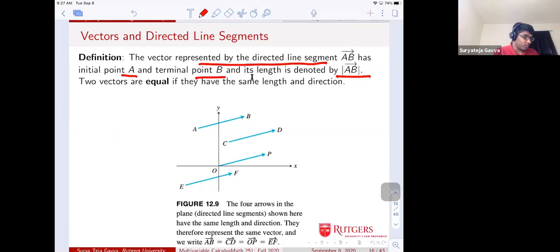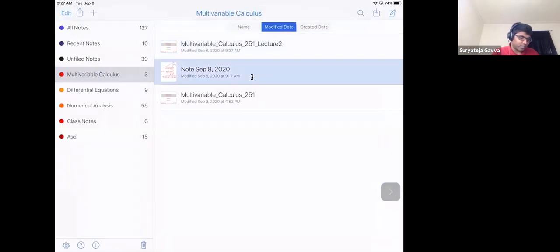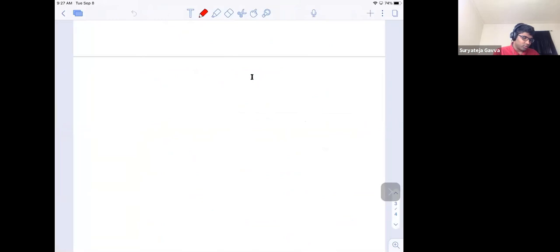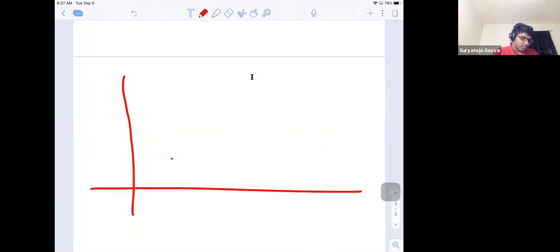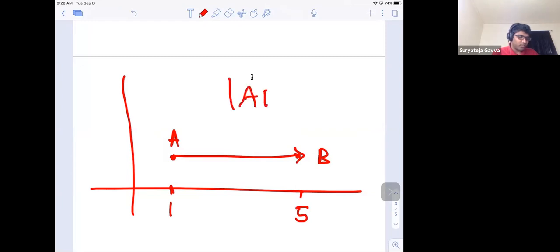So let me take an example. If you are on a plane, so I'm at this point, say, and I draw this. So this is say 1, this is say 5, this is A, this is B. Can you tell me what is the length of AB?